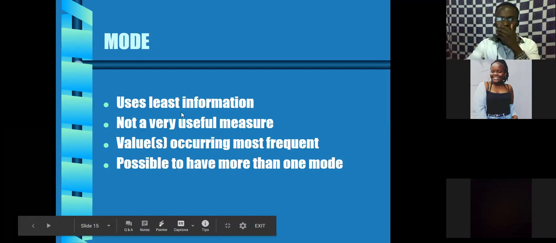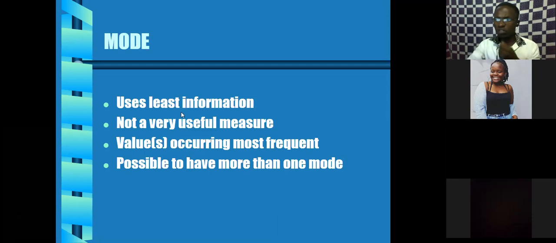Okay, so that's about measures of central tendency. I hope we've gotten something. We're going to end there. I'll stop sharing, and if there are any questions, please feel free to ask.